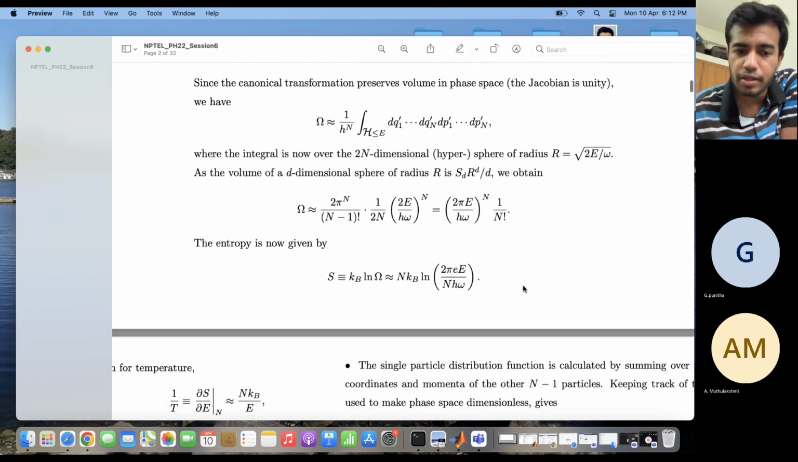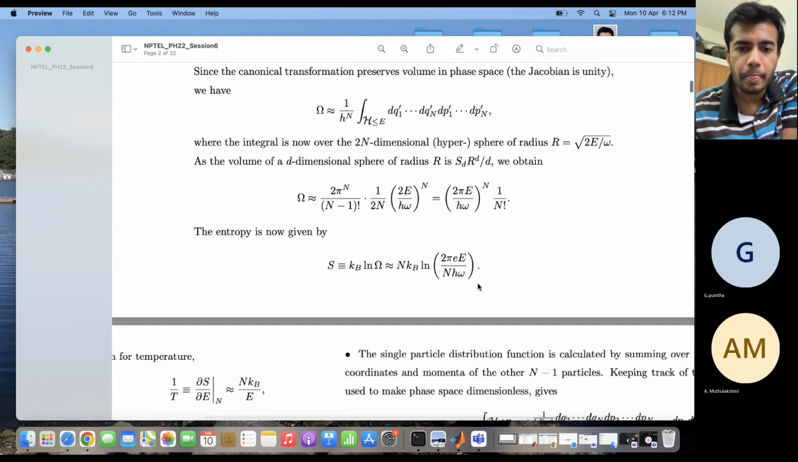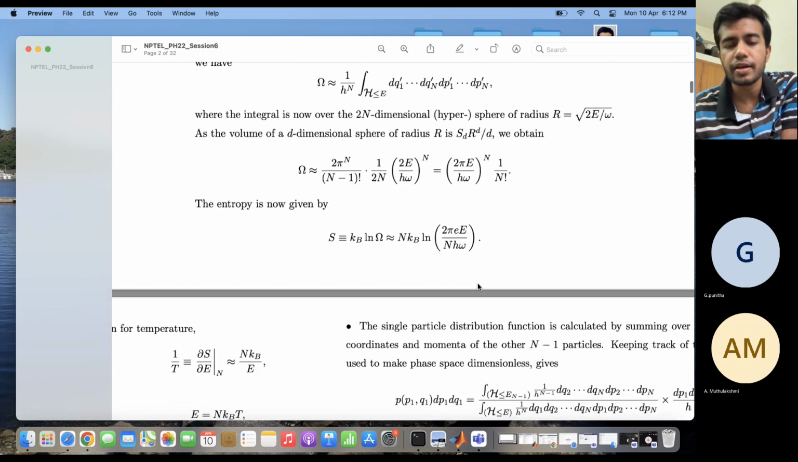And therefore, the entropy is given by the log of this quantity. Therefore, S is equal to k_B log omega, which is N k_B log of 2 pi e E by N h omega. Right. So this is the entropy of the system. And as you can see, the entropy is an extensive quantity.